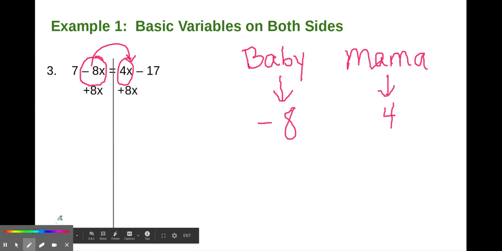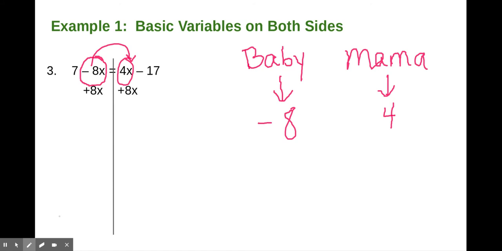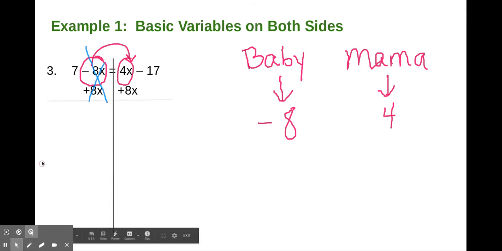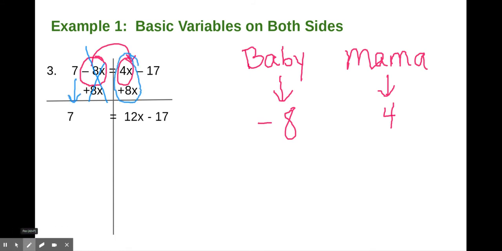When I take that over, by taking the positive 8x over, the positive x and the negative x cross out, okay? And so then I'm left with 7. I bring the 7 down on the left, and a 4x and an 8x gives me the 12x. And I bring down the 17. But if you notice, I also brought down that negative with it. So it's not just 17, it's a -17. So I have 7 equals 12x minus 17.